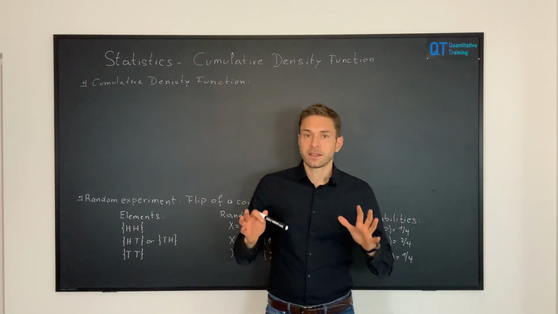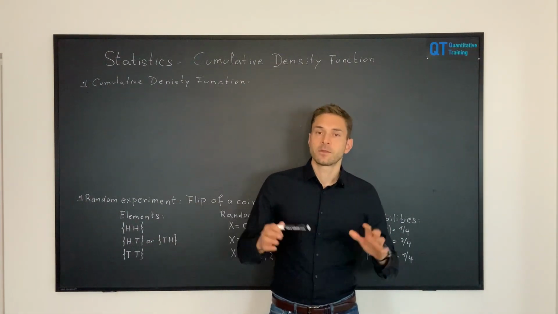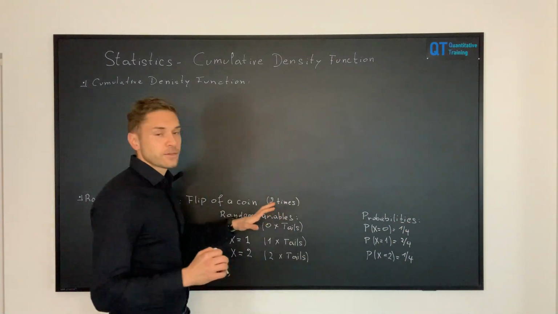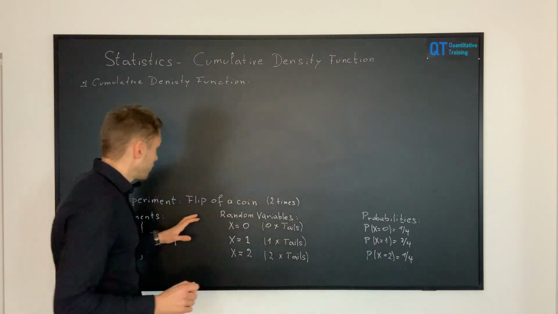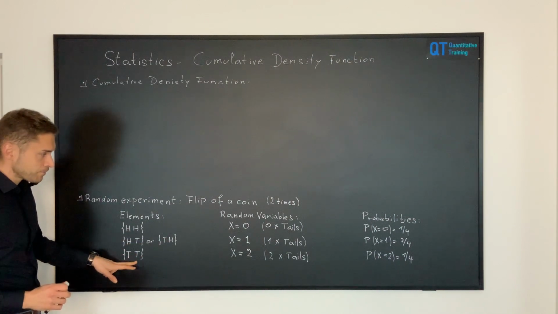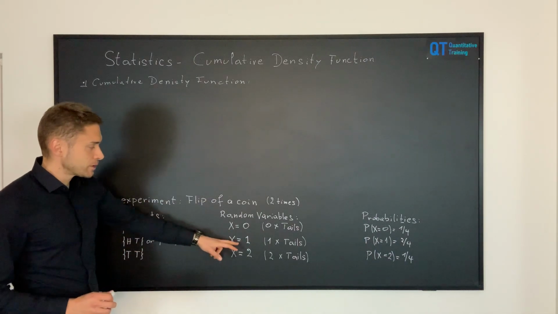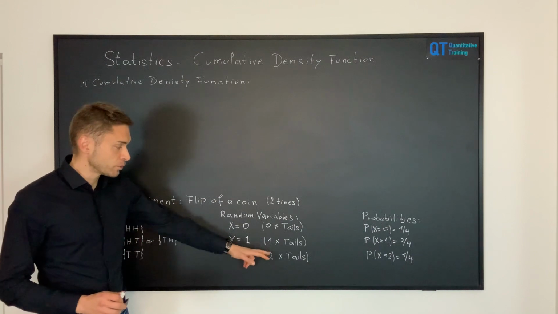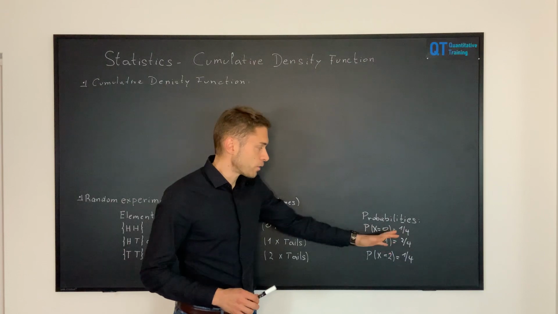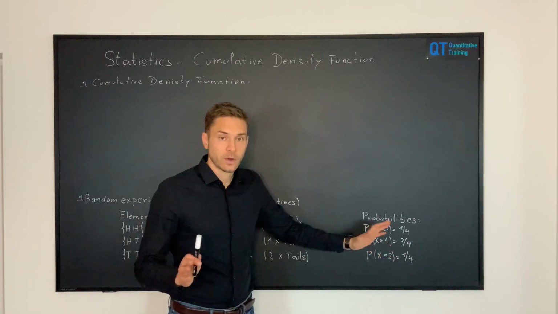So, in order to get started, we are going to use one of the examples that was already introduced in some of the previous lectures, namely the flip of a coin 2 times. The different results are summarized in this table. We have the different elements: heads heads, heads tails, tails heads, or 2 times tails, with associated random variables X equals 0 for 0 times tails, X equals 1 for 1 time tails, X equals 2 for 2 times tails, with associated probabilities P of X equals 0 is 1/4, P of X equals 1 is 2/4 or 1/2, and P of X equals 2 is 1/4.